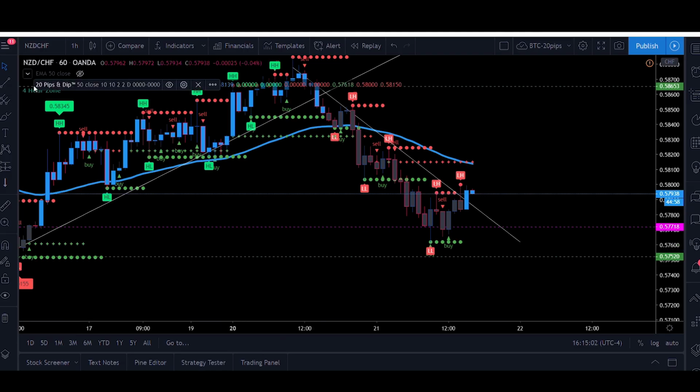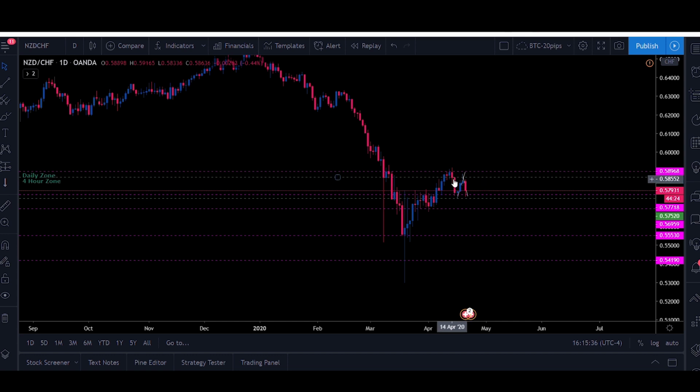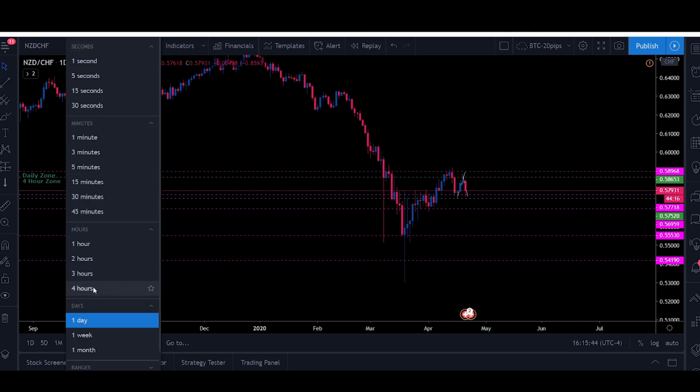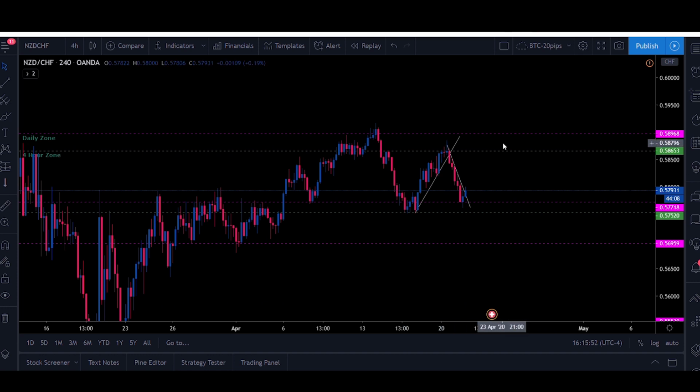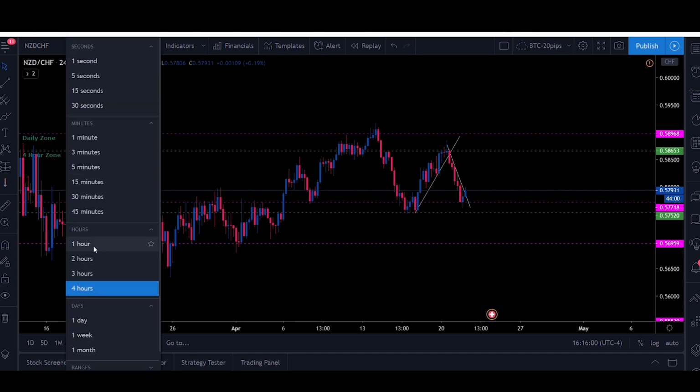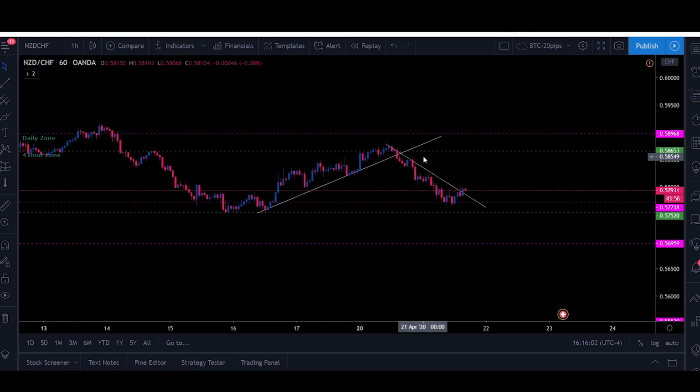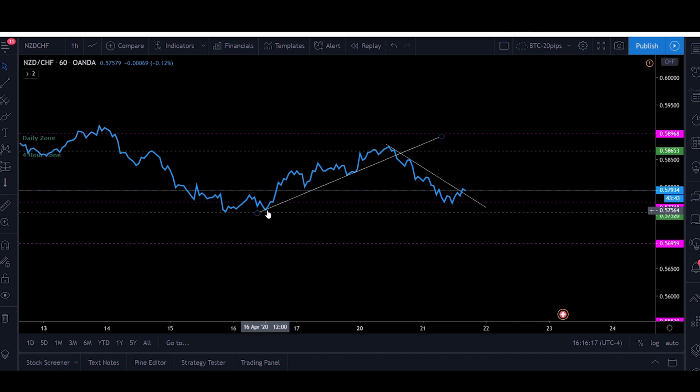How easy is this? So let's recap. You go to the daily, you mark the highest price has been, the lowest price has been. You switch, you go to the 4 hour. Then you mark the highest it has been and the lowest it has been. Then you go to the 1 hour. You mark your trend lines. You start from the low. If it's an uptrend, you start from the low and you connect your peaks. If it is a downtrend, you start from the high and connect your peaks.